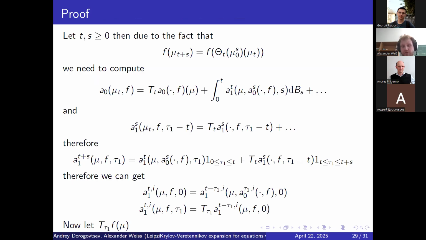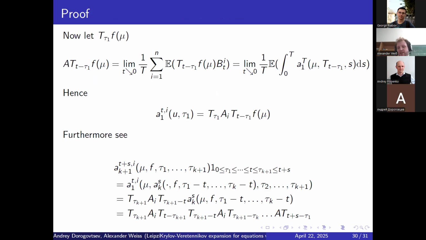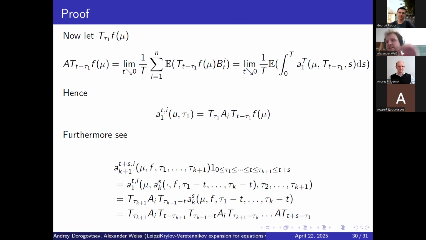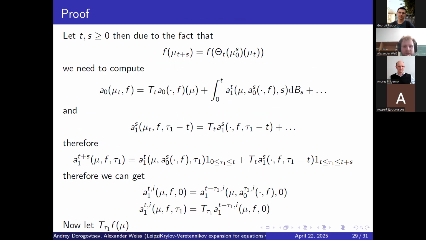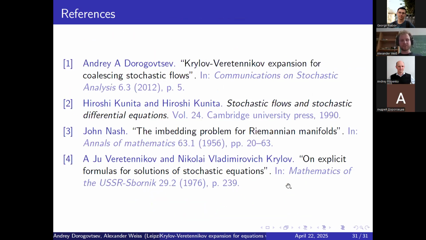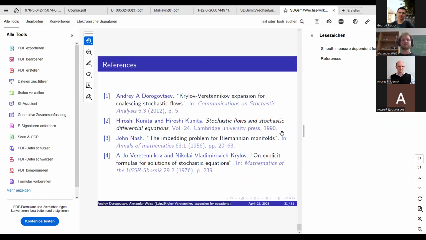But if this obstacle is solved, then the proof should work in exactly the same way as in Andrei Anatolievich's book, but paper, sorry, the Krylov-Veretennikov expansion for coalescing stochastic flows, where he proves this result. But unfortunately, I see I have run out of time, so I guess I cannot explain the proof or the idea of the proof. I'm sorry for this. Thank you for your attention. This is all.